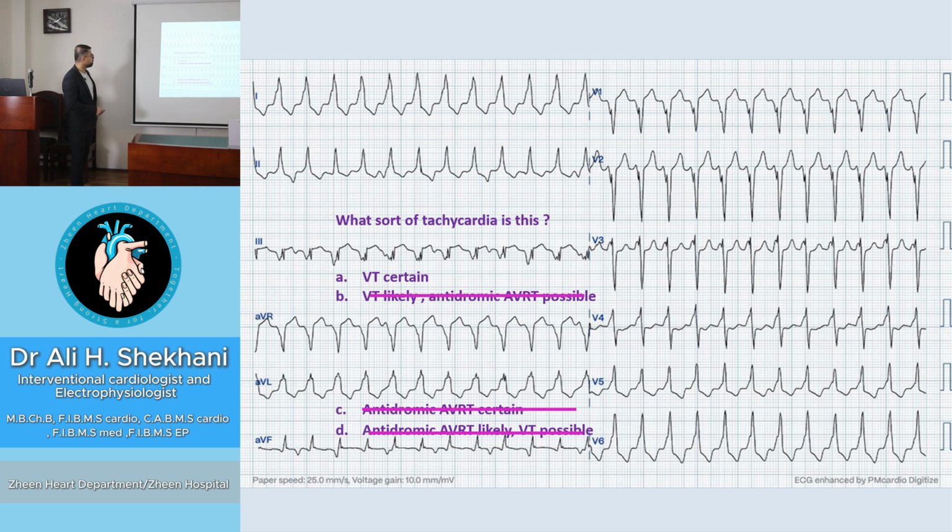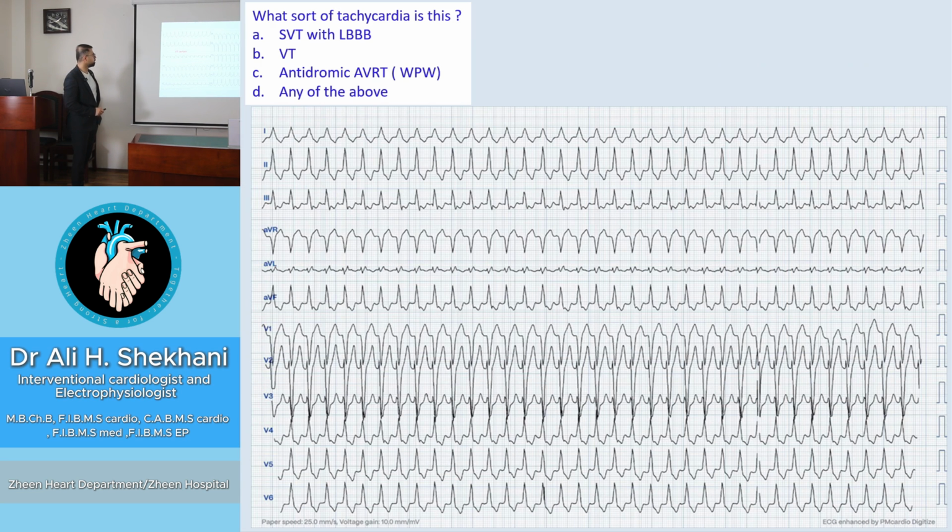So the final diagnosis is VT, certainly. Okay, what about this ECG? Is it VT with left bundle branch block, antidromic AVRT, or any of the above? Is it regular or not regular? Is there any P wave? I can't see any P wave. I can't see AV dissociation, no capture beat, no fusion beat.